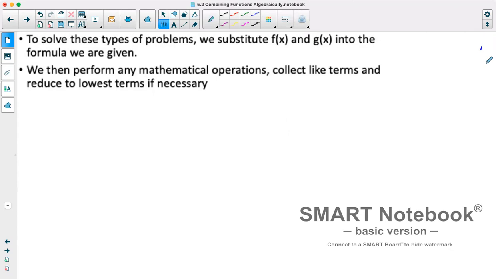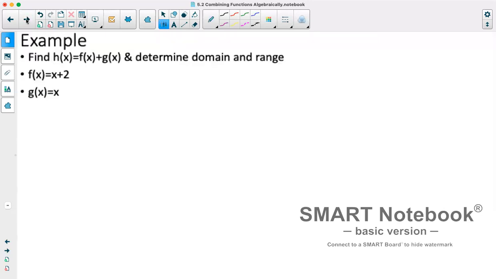Okay, so to solve these types of problems, we'll substitute f of x and g of x into a formula we're given. We'll then perform any mathematical operations that are required in that formula: expand, simplify, collect like terms, and reduce to lowest terms if necessary. So for example, we're given h of x equals f of x plus g of x, and we want to determine the domain and range. And we're given f of x is x plus 2, while g of x is x.